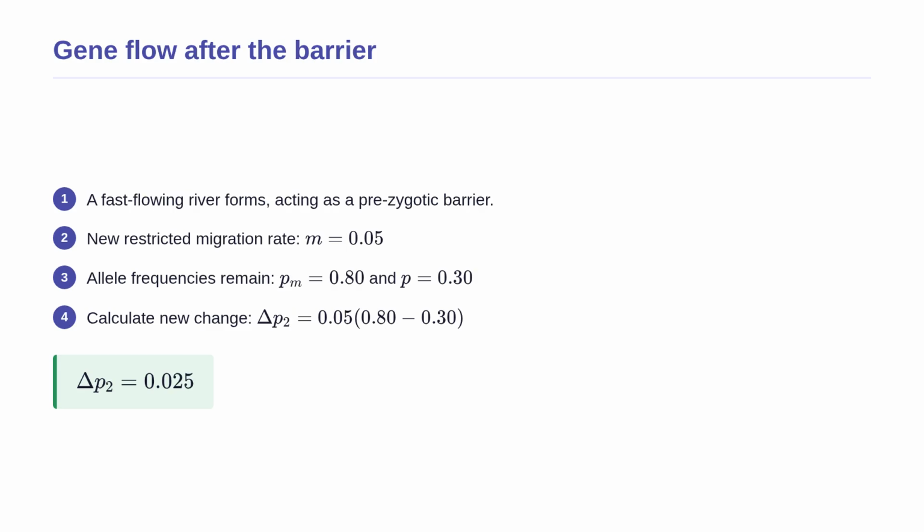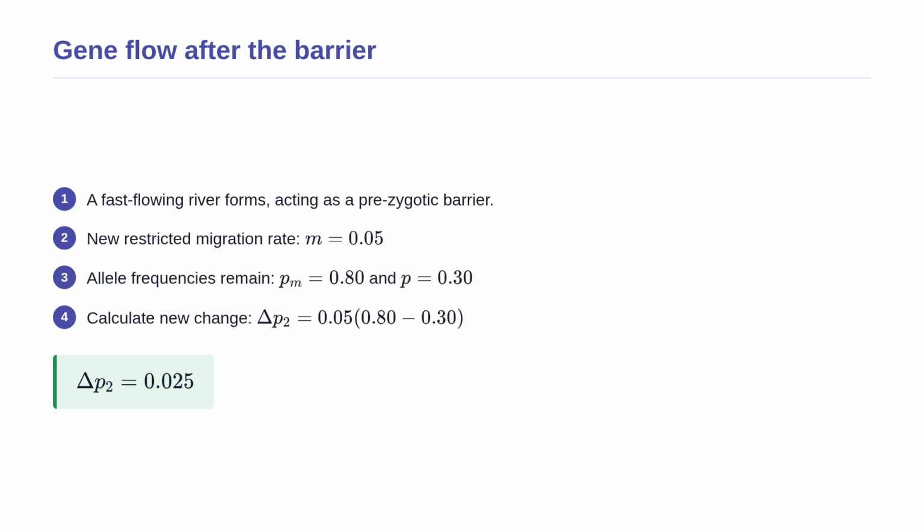Now, let us see what happens when an isolating mechanism is introduced. A fast-flowing river forms between the frogs, acting as a strong geographic pre-zygotic barrier. This reduces the migration rate down to 0.05. The starting genetics have not changed yet, so our allele frequencies remain the same. We substitute the new migration rate of 0.05 into our equation, multiplying it by the same difference of 0.50.